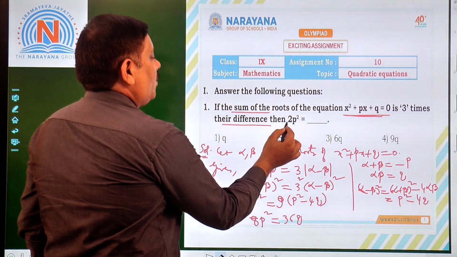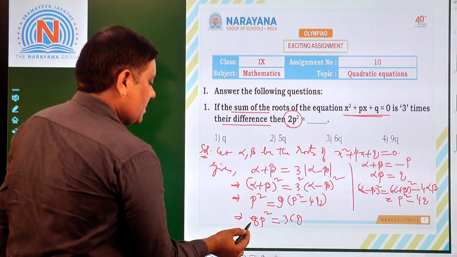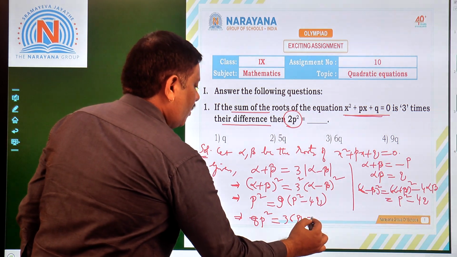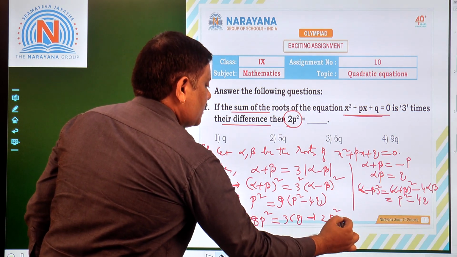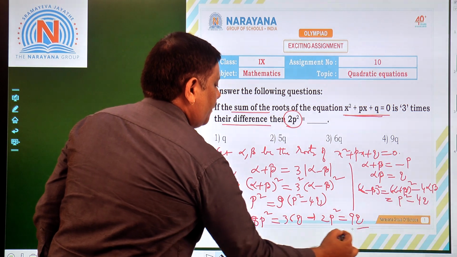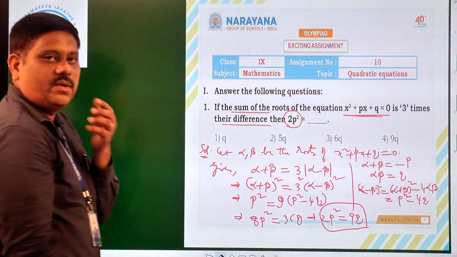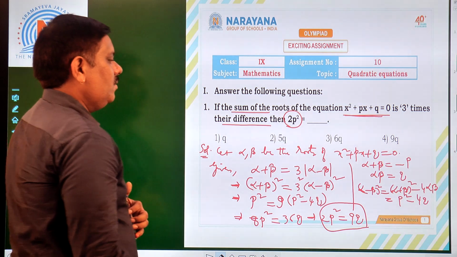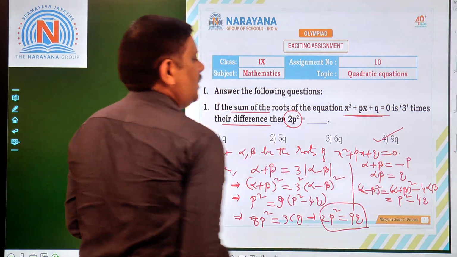But what do you need? You need the 2p square value. Divide both the sides by 4. So we have 2p square is equal to 9q. So the fourth option is the right answer.